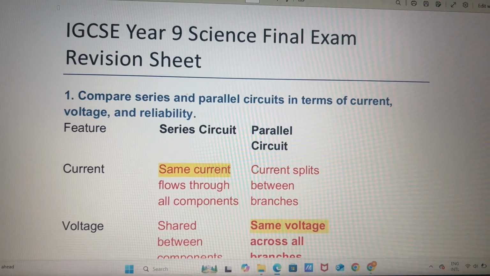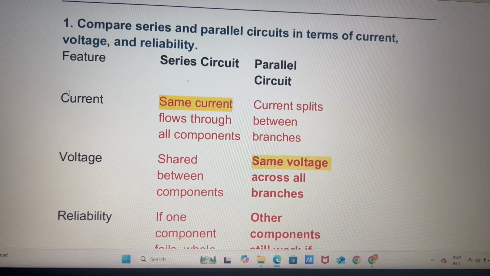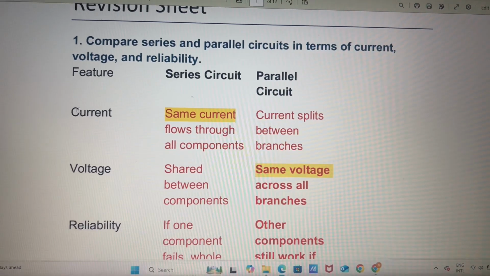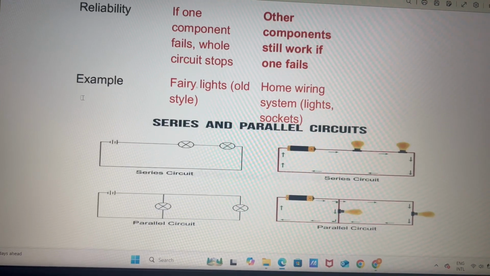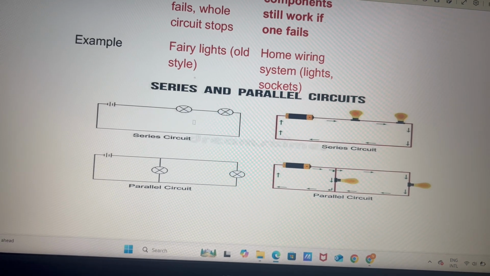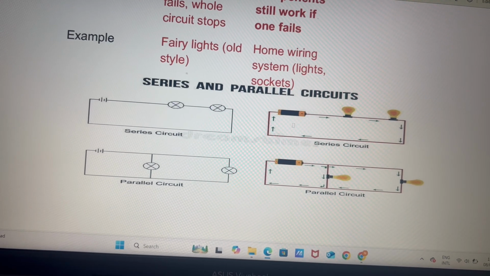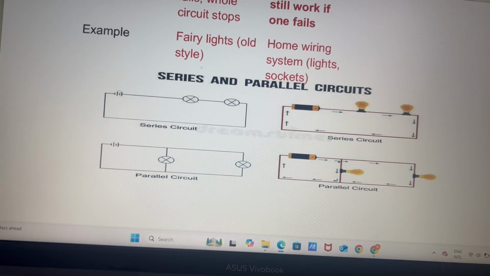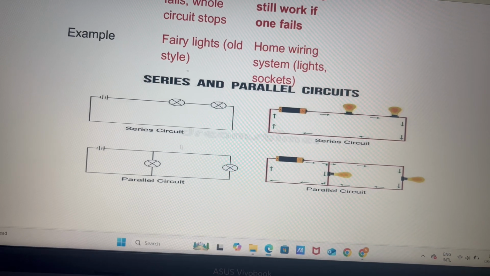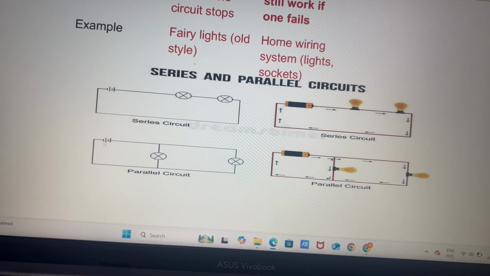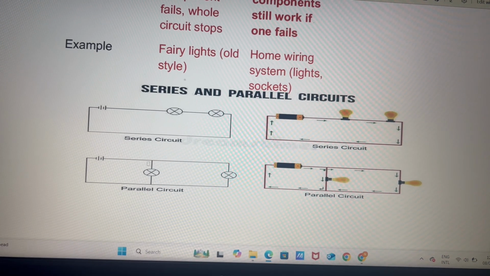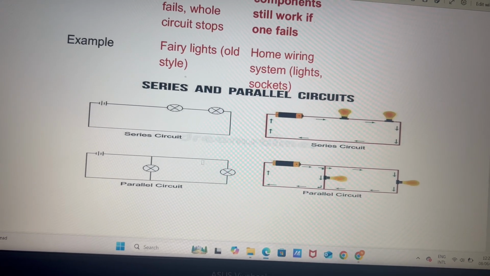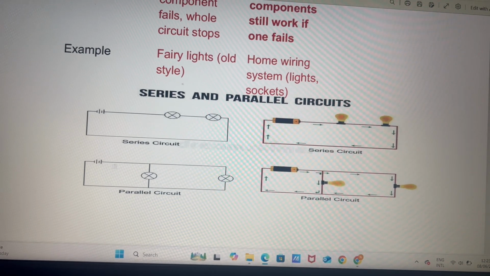The first question here is to know the difference, or to compare, between a series circuit and a parallel circuit. You should know the drawing. This is a drawing with symbols and this is a drawing with the real components. For the series circuit, all the components are connected in one path or one loop. For the parallel circuit, all components are connected on different branches or different loops, more than one loop, or more than one electric path.